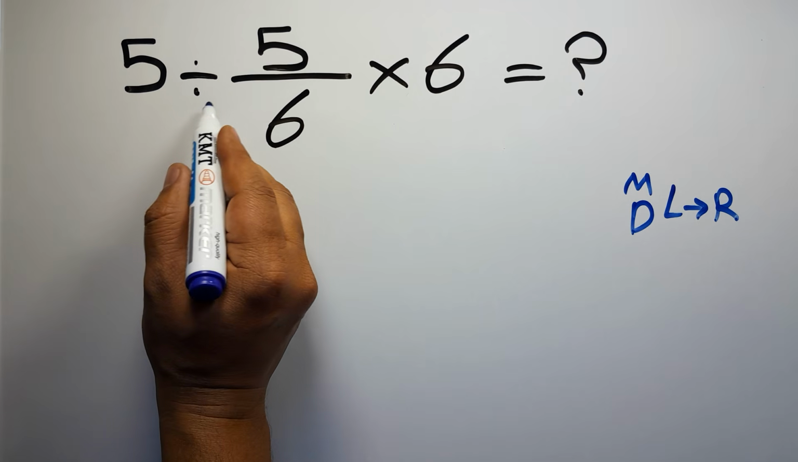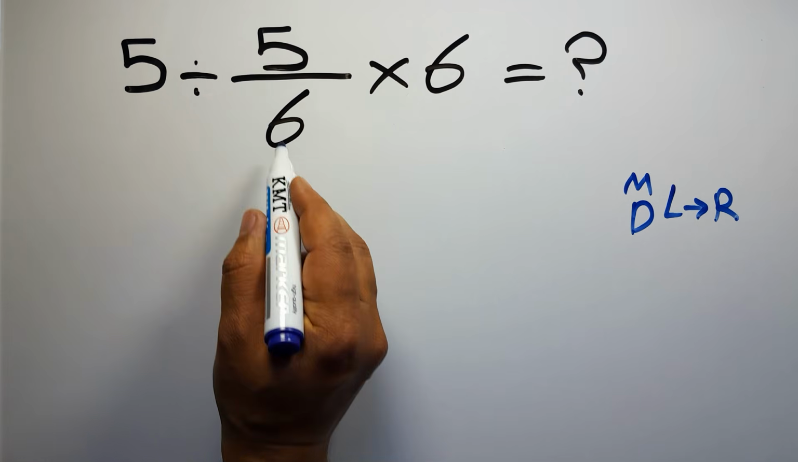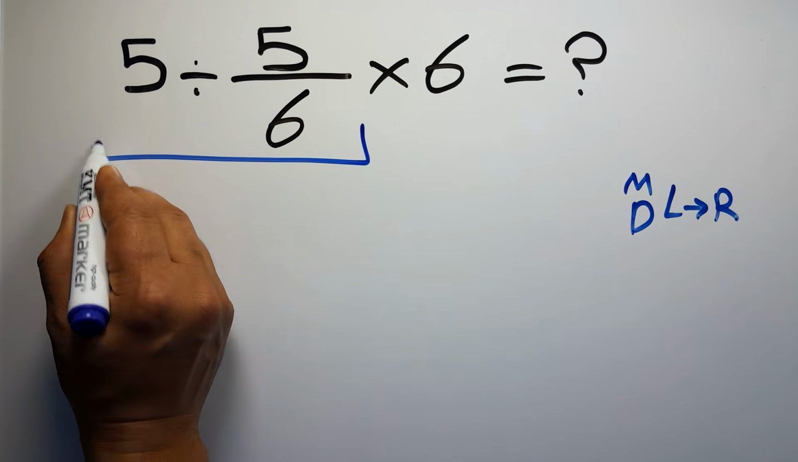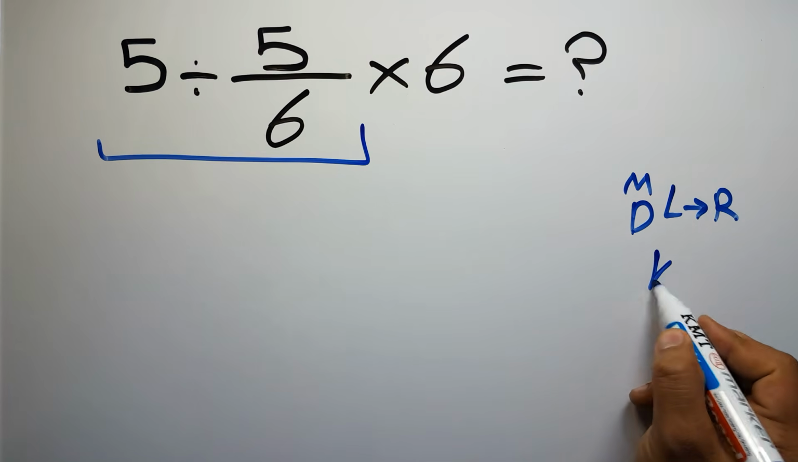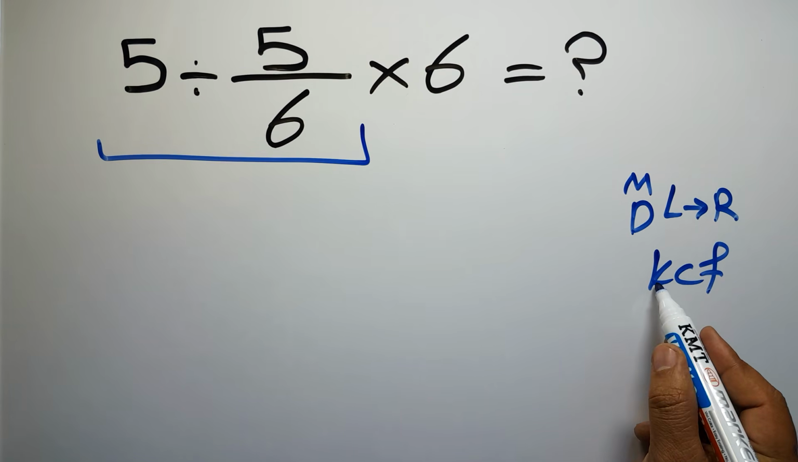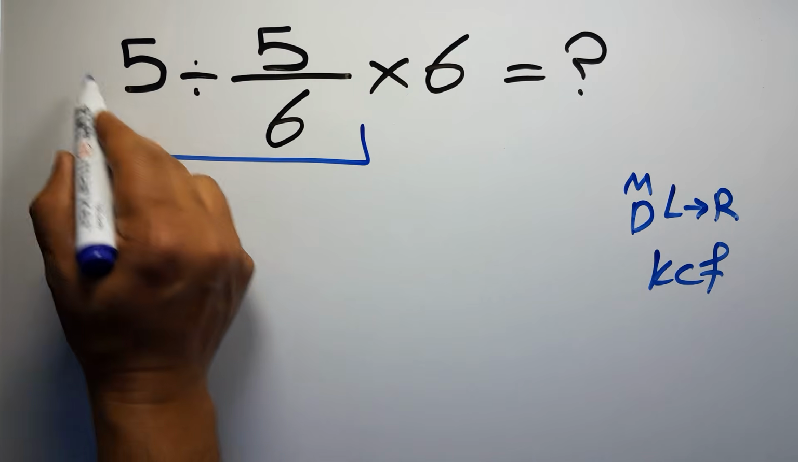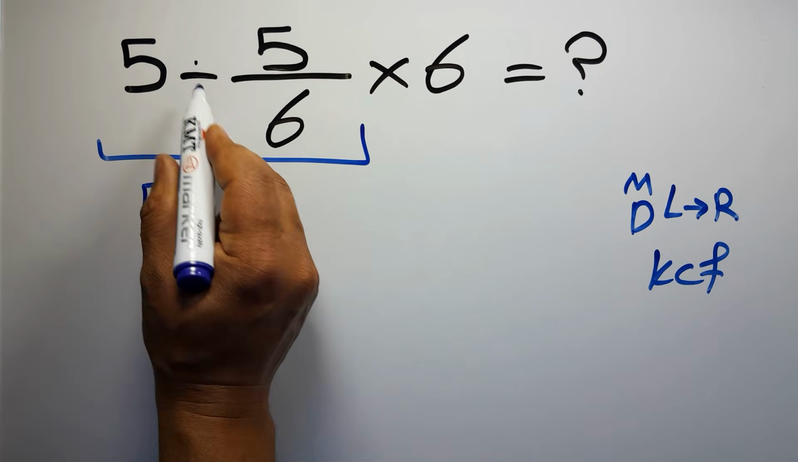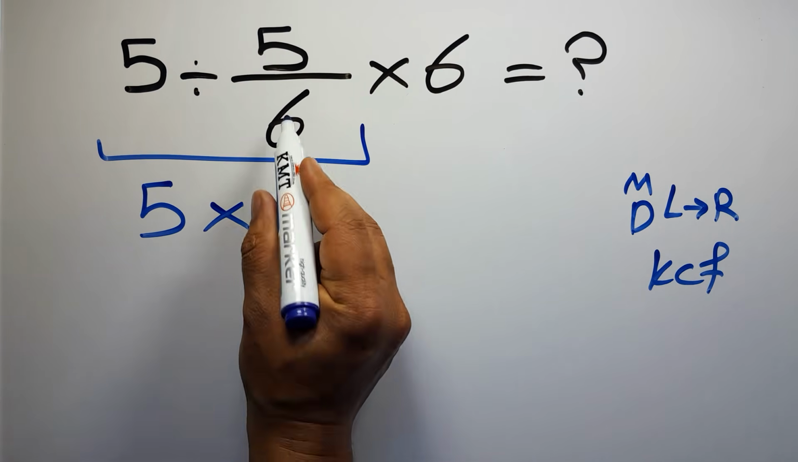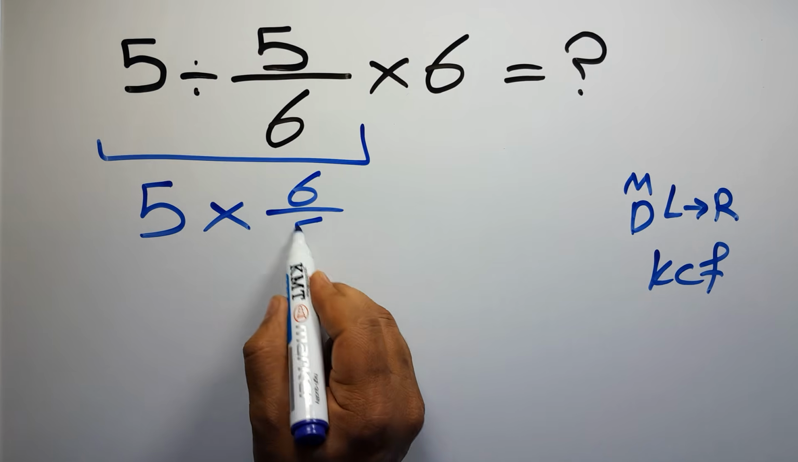So first we have to do this division. 5 divided by 5 over 6. According to the KCF rule, K stands for keep, C stands for change, and F stands for flip. We can write keep the first fraction, change division to multiplication, and flip the second fraction.